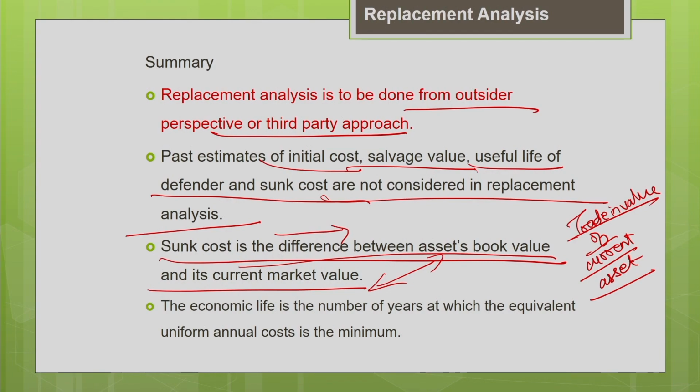Basically, the economic life of the machine is the time period at which the equivalent uniform annual cost is the minimum. We have discussed two different types of problems. In one problem, we estimated the economic life of the machine using the equivalent annual cost of the machine. In another problem, we compared the defender and the challenger, estimated the equivalent annual cost for both, and compared the values. For whichever equipment the cost liability is minimum, we recommend that particular equipment. So, we have discussed two different approaches using this time value method.